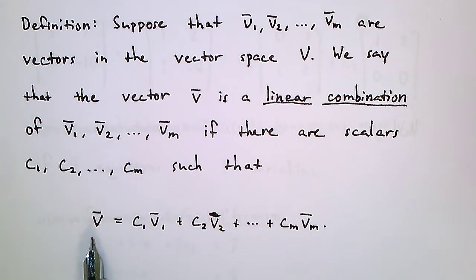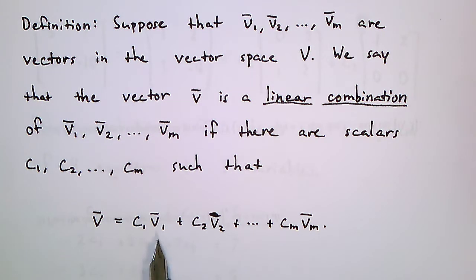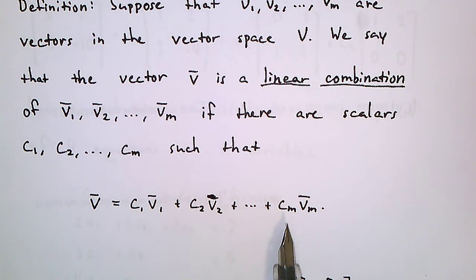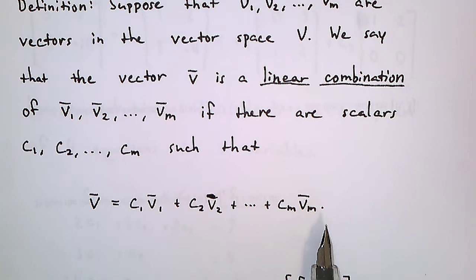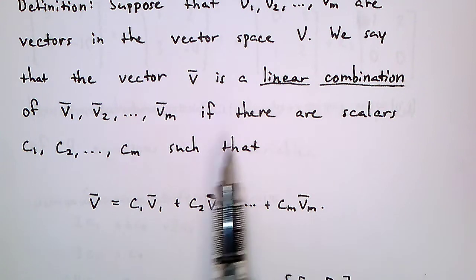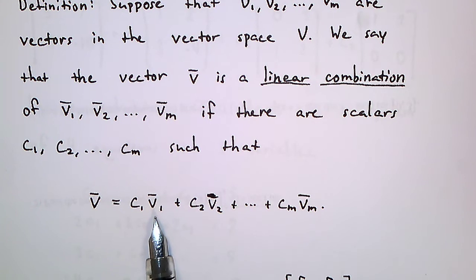So V, the vector that we're interested in, is equal to C1 times V1 plus C2 times V2, all the way up through Cm times Vm. So this is the same kind of linear combination that we've been looking at the whole semester, but now instead of just vectors from Rn, these could be things like matrices or functions or something even stranger.